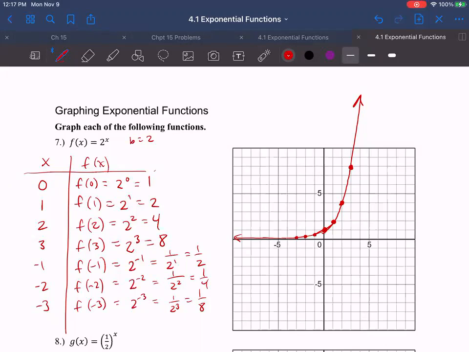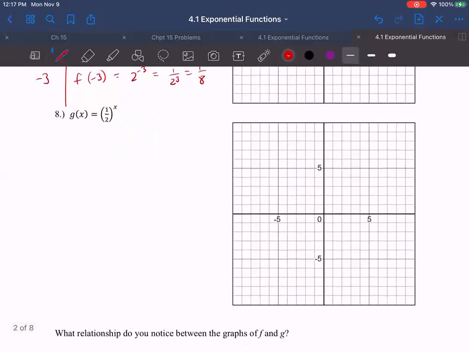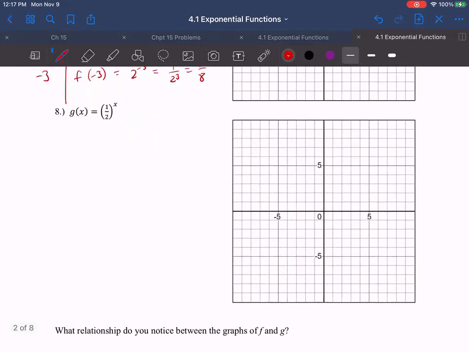All right, so after looking at that one, we're going to go down here and take a look at g of x equals 1/2 to the x. And so we're going to go ahead and try this one. We'll make ourselves a chart again, x and, well, this time it's g of x, not f of x. And so we'll start with our regular old 0.